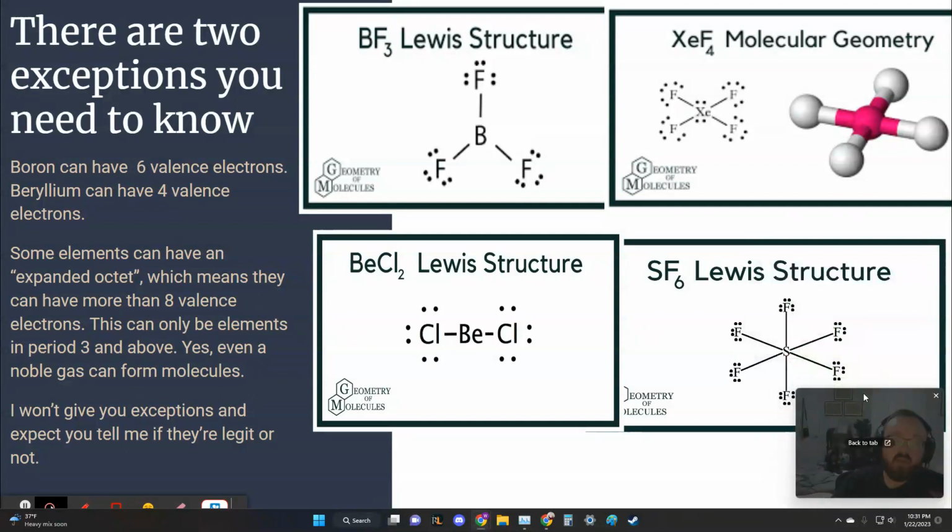The exceptions. So on your quiz or on your test, I will be as clear as possible about exceptions. You can have two different types of exceptions. Number one is electron deficient, which we really start to see with beryllium and boron here. It's a weird mix between covalent and ionic bonding, which is why we end up seeing this.